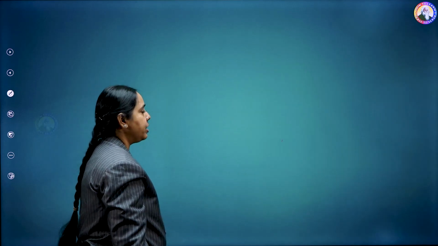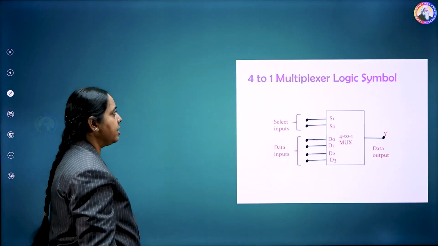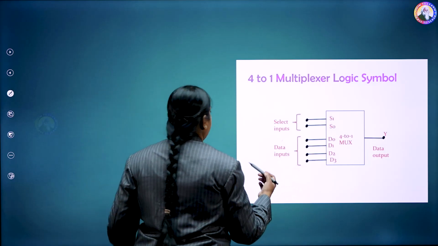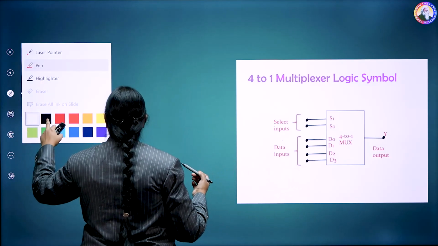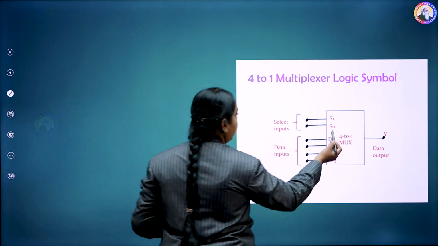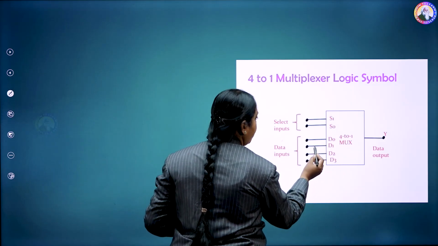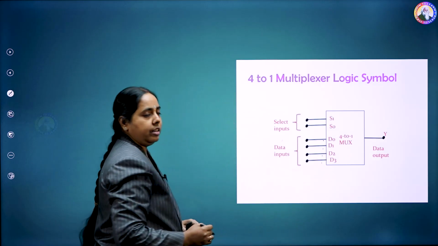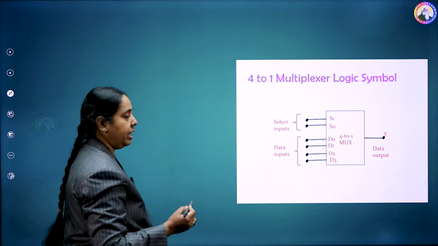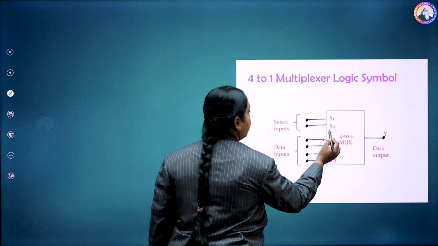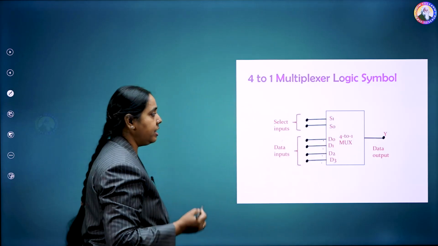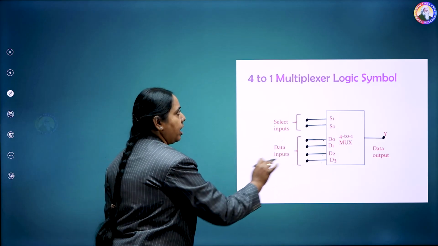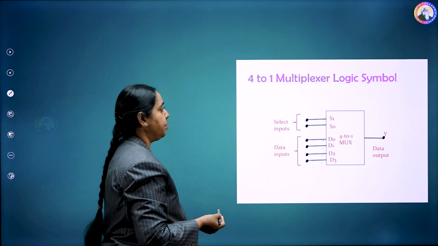So this is about the 2:1 multiplexer. Let us see the next, the 4:1 multiplexer. This is the block diagram with respect to the 4:1 multiplexer. If you just observe, I am having 4 input lines, D0, D1, D2, D3. These 4 are the input data lines, and S0, S1 are the 2 select lines. Always you will be having only one output line. So this is the block diagram with respect to the 4:1 multiplexer.